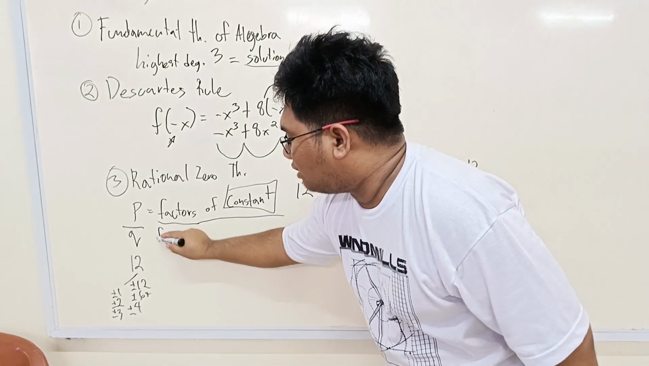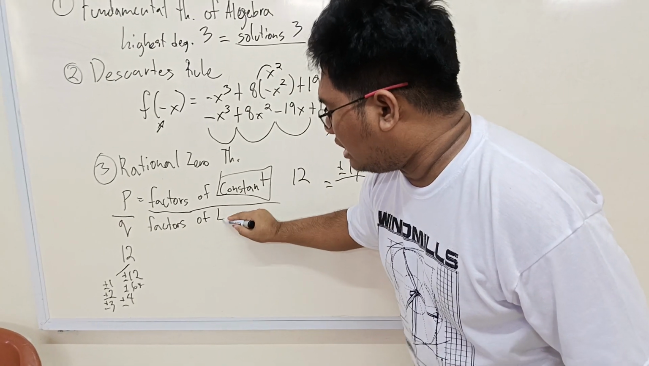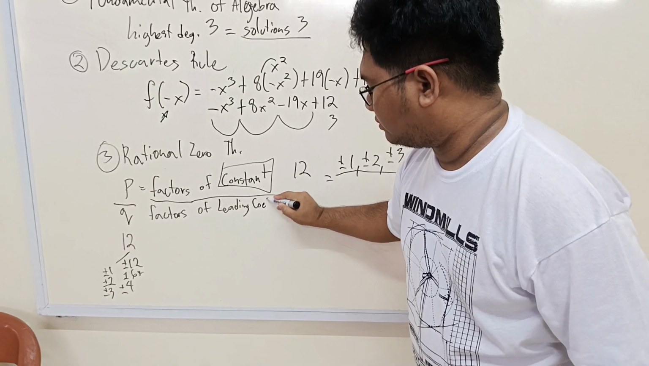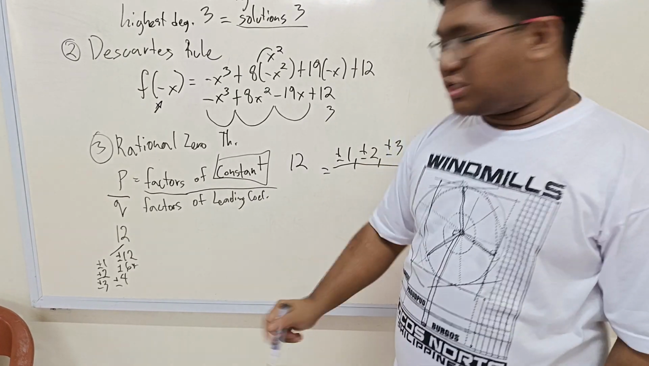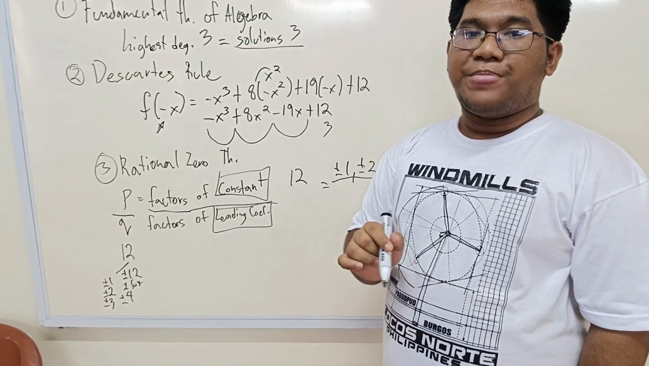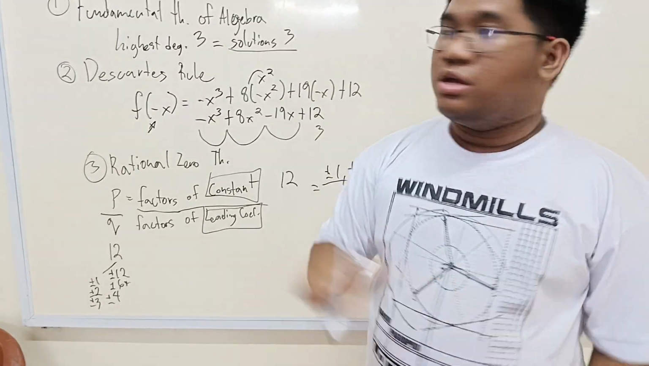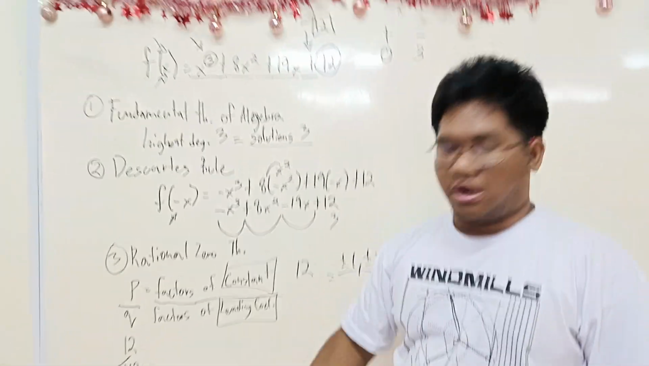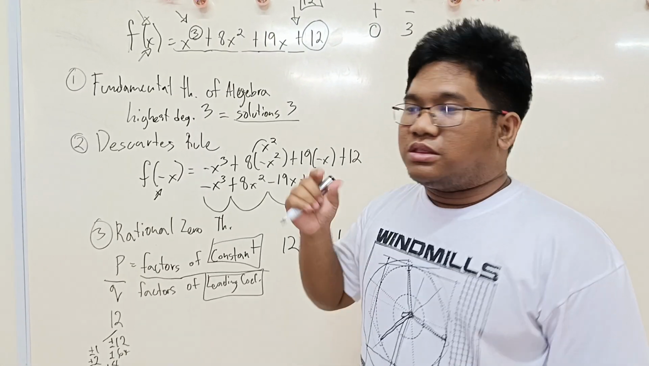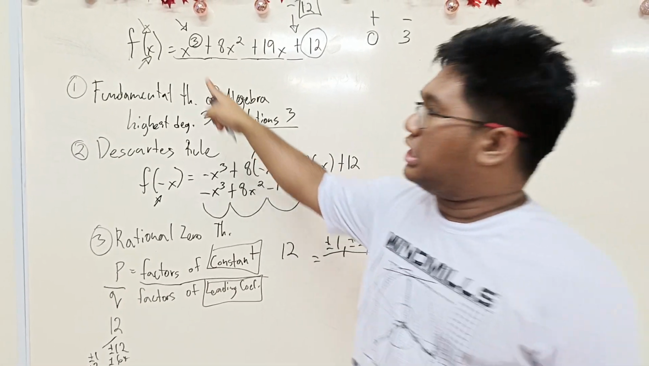Q are the factors of leading coefficient. Okay, leading coefficient. When we say leading coefficient, tignan nyo muna, coefficient. When we say coefficient, these are numbers, nakatabi ng ating variable. So marami tayo yan. Now, the word is leading. Lead, nauuna. Titingnan ninyo ngayon, ano yung highest degree dyan? So our highest degree is 3.